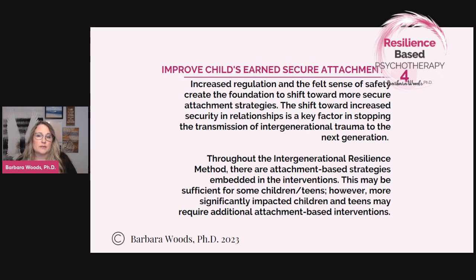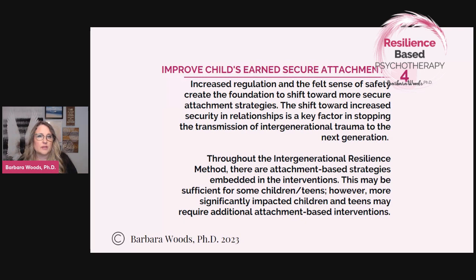And a shift towards security in relationships is also a key factor in stopping the transmission of intergenerational trauma, because they learn security in a relationship, they can offer it to the next generation. So throughout the intergenerational resilience method, there are attachment-based strategies embedded in the interventions.